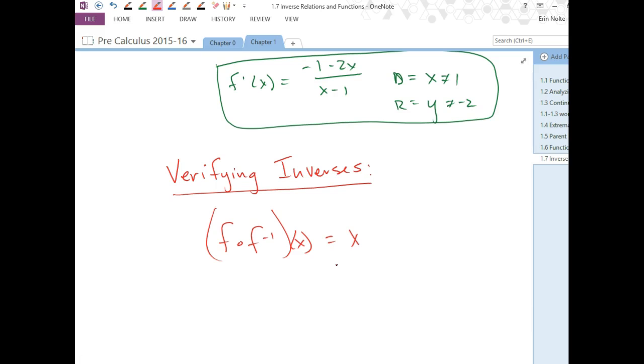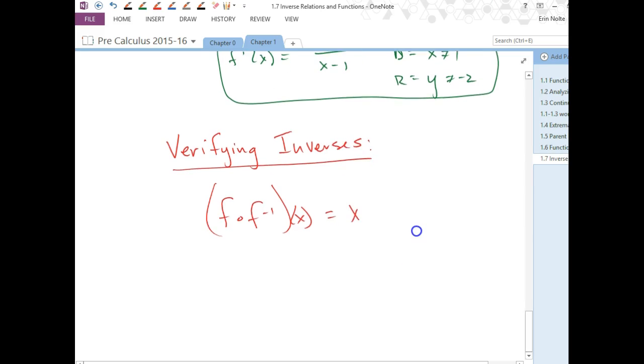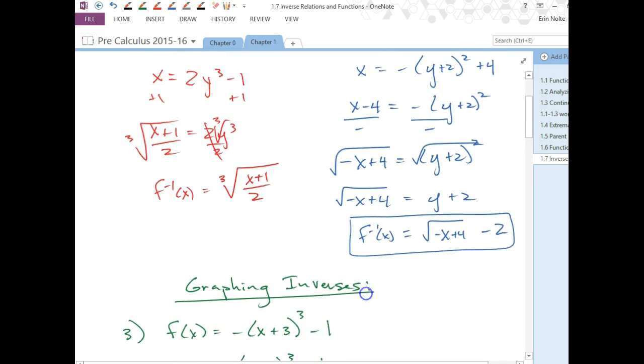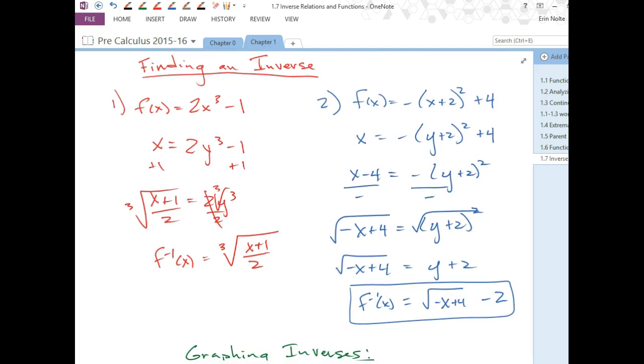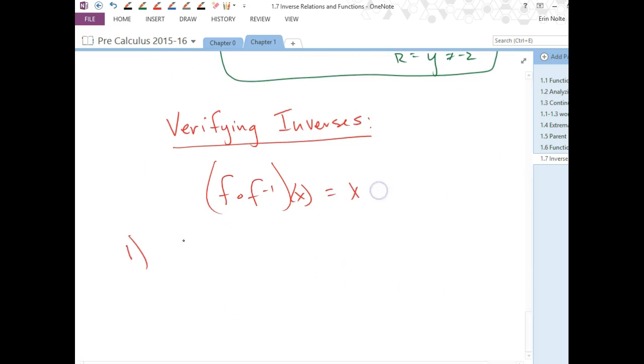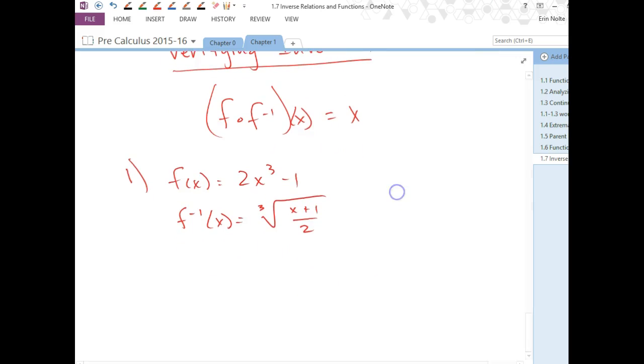Wait, what do you mean? Okay, so example. Can I use example 1 to do my verification? Yeah. So using example 1, if I go back up here, what was my example? Okay, so my original was 2x cubed minus 1. And the inverse was the cube root of x plus 1 over 2. So your verification is to do a FOF. It doesn't even matter which one you plug into the other one. You can go either way.